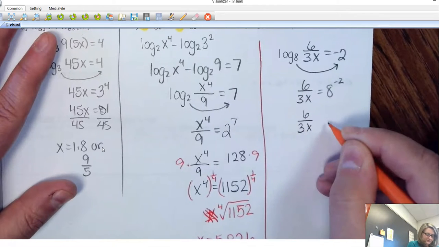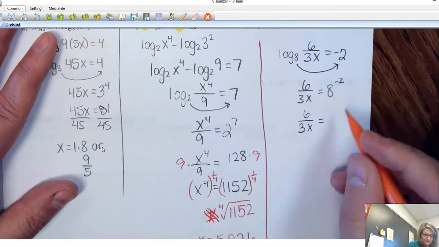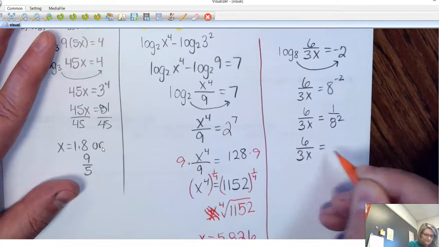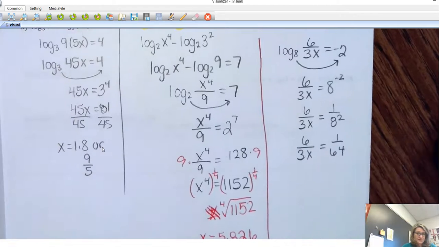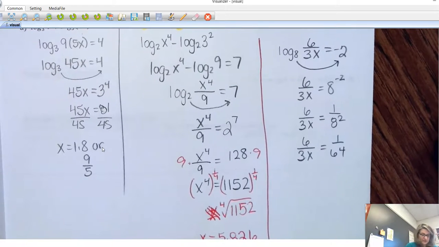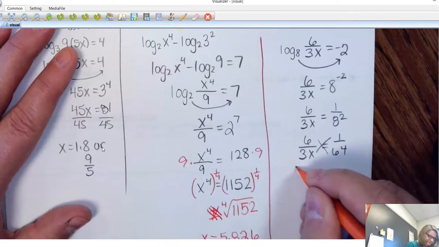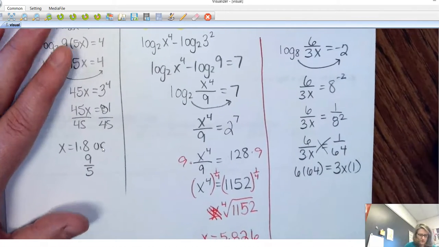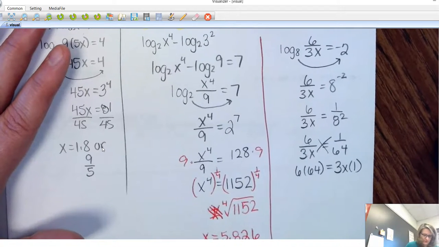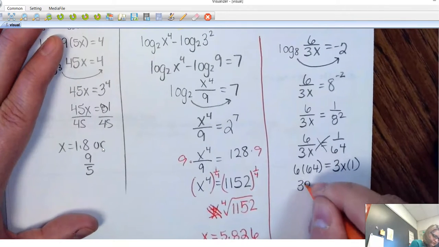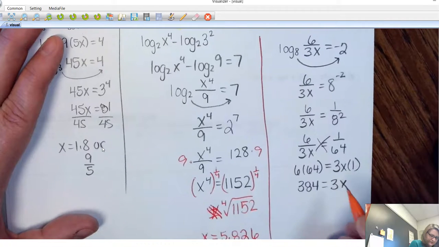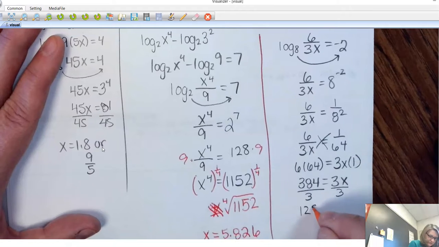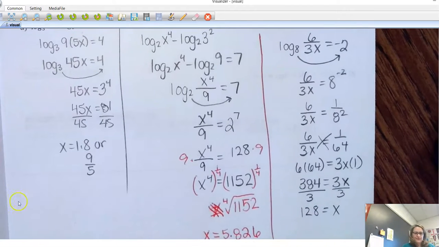There are different ways to solve this. If it's me, I might remember that 8 to the negative 2 is 1 over 8 squared. And the reason I would use this, I've got my variable in the denominator here. 8 squared is 64. I just made a little proportion there, then I can cross multiply. So cross products have to be equal. 6 times 64 is going to give me 384, equal to 3x times 1, which is just 3x. You're going to divide both sides by 3. And my answer there is actually a nice number. It's just going to be 128.